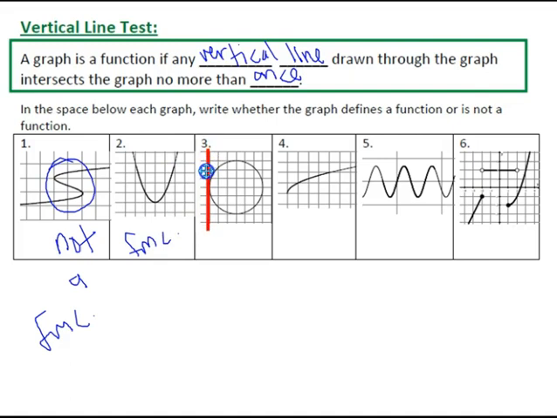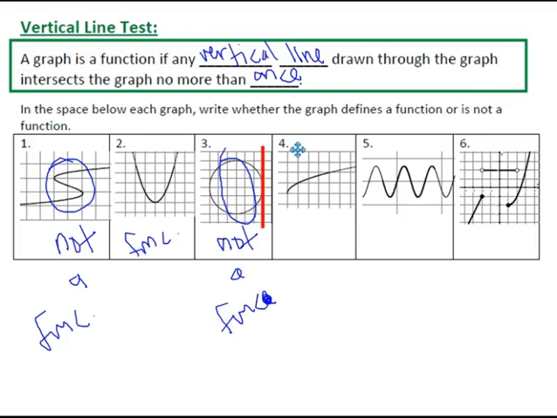Moving on to the circle, if I have it right on the edge, it only touches it once, but as I keep dragging it, it actually ends up touching it twice, one at the top and the bottom, and again only once on the end. But since it fails, it actually touches twice in the middle, we would say not a function.